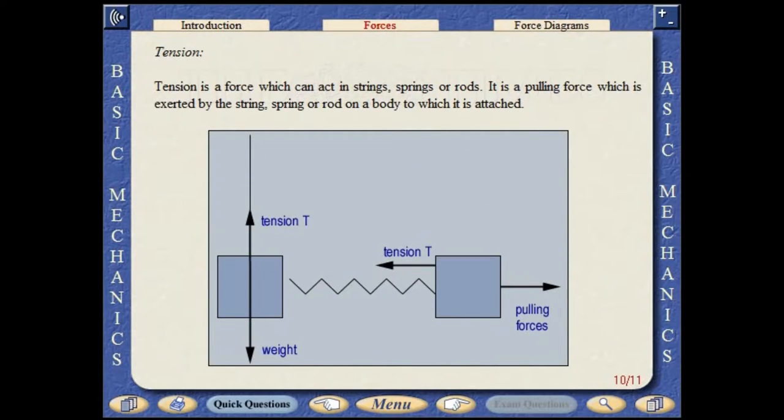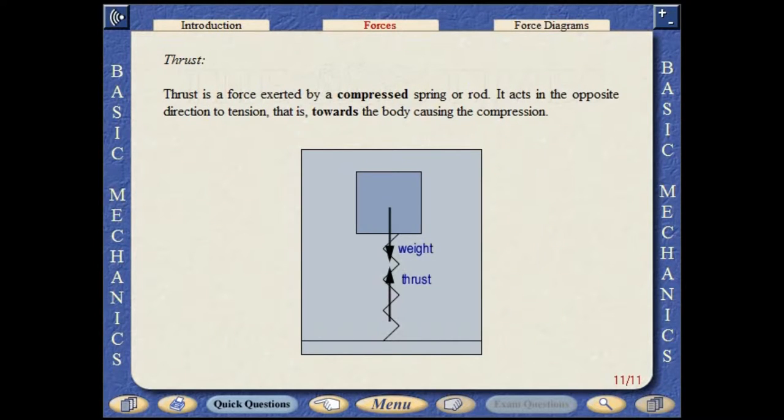Tension is a force which can act in strings, springs, or rods. It is a pulling force which is exerted by the string, spring, or rod on a body to which it is attached. Thrust is a force exerted by a compressed spring or rod. It acts in the opposite direction to tension, that is, towards the body causing the compression.